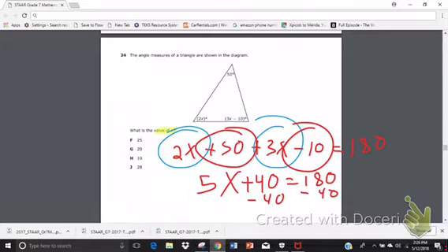The answer is J. X is equal to 28. Okay. And if they were to ask you, like, what does that angle measure right there? You just substitute 28 for x. So in this case, that angle would measure 2 times 28, which would be 56. That's the measure of that angle, okay? Just in case they were to ask you that way.